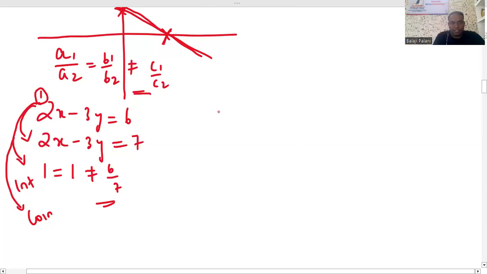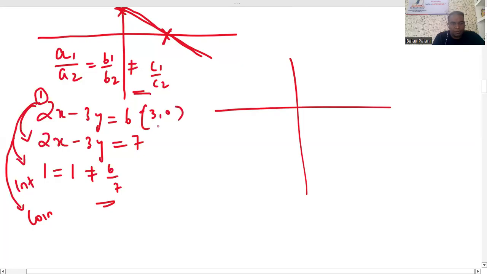Now let's verify the condition for parallelism using a graph. In the given equation 2x minus 3y is equal to 6, the solutions are (3, 0) and (0, minus 2). (3, 0), (0, minus 2). Just a rough diagram. So this is line 1, the equation 1 line.